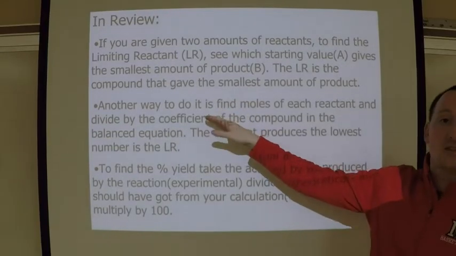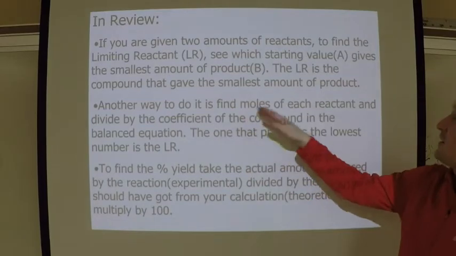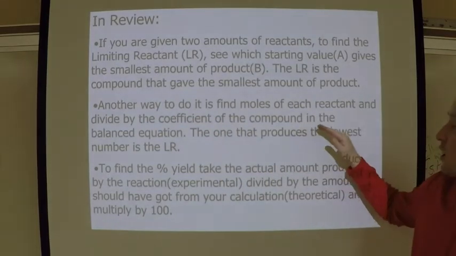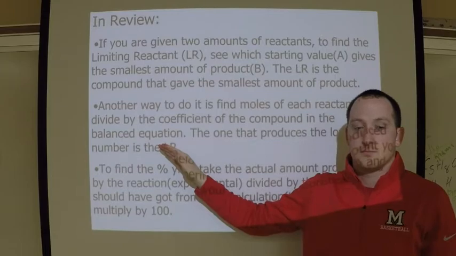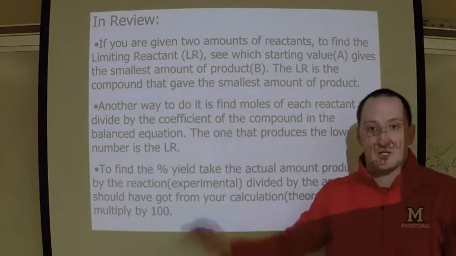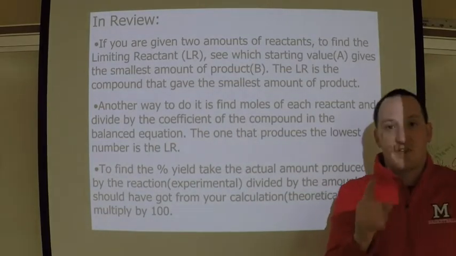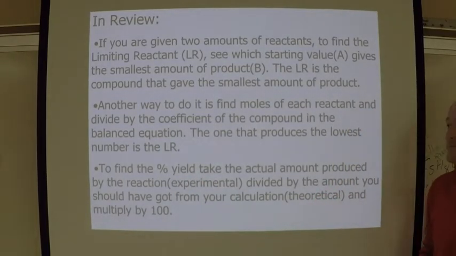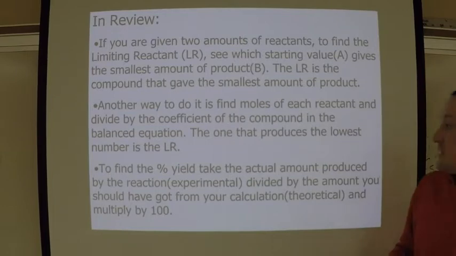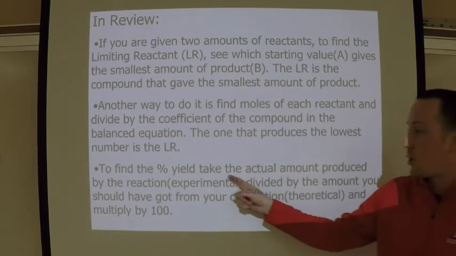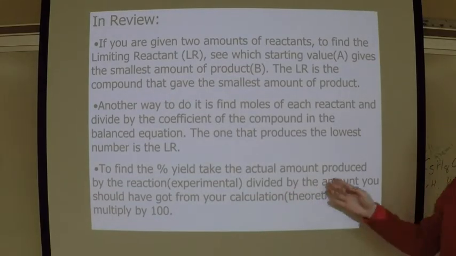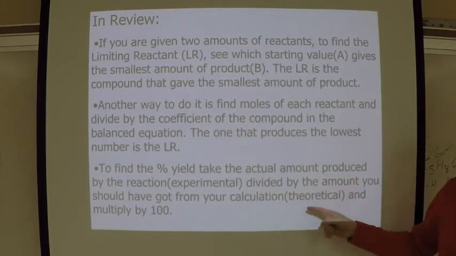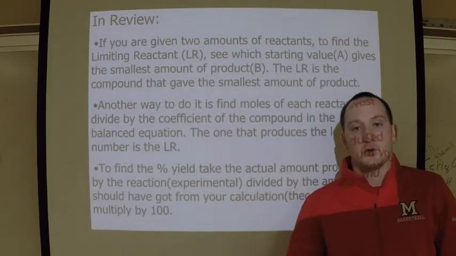Second thing, another way to do a limiting reactant problem is to find moles of each reactant, so moles of your given amounts, and divide by the coefficient of the compound in the balanced equation. The one that produces the lowest number is your limiting reactant. Then you do your problem using that given substance. Then the other thing that I showed you is how to find the percent yield of a reaction. To find the percent yield, take the actual amount produced from the reaction, which we call the experimental, and divide by the amount you should have gotten from your calculation and from your stoichiometry. That's called our theoretical, and then I multiply that number by 100. That gives me my percent yield.